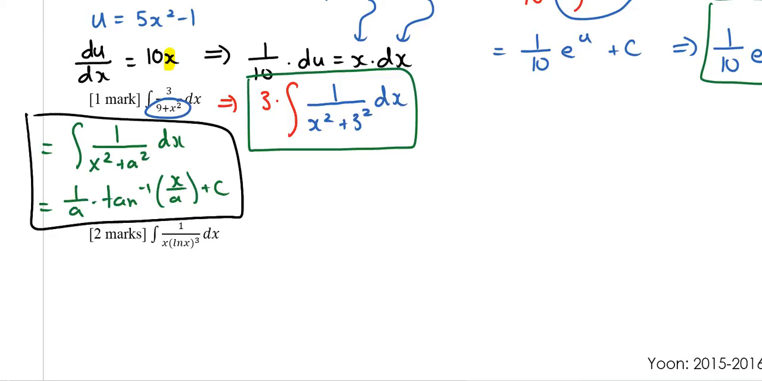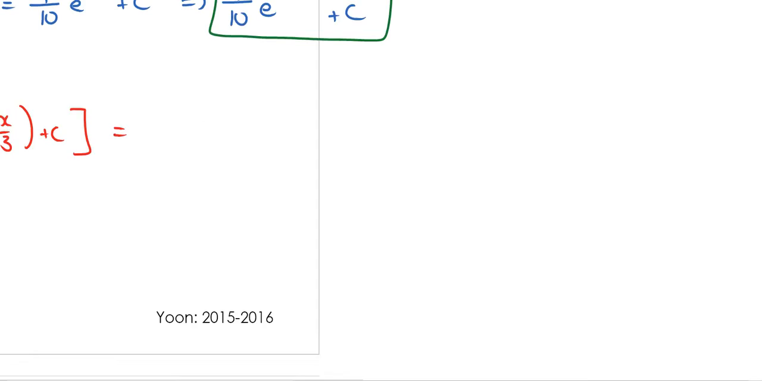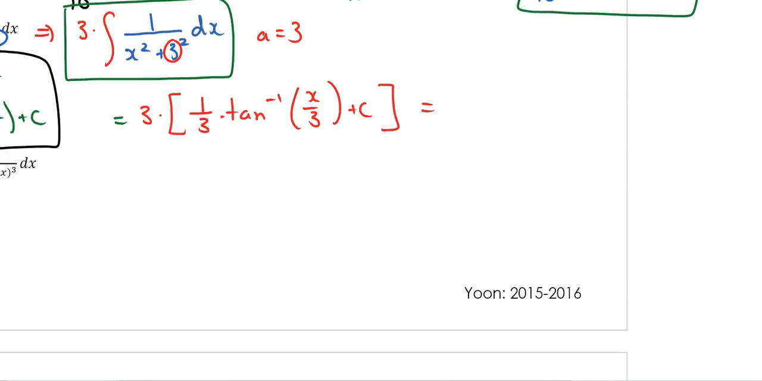If I finish this off, the value of a here is going to be 3, so this will be 1 over 3 times tan inverse of x over 3 plus c. We can also simplify the 3's there, and I should get tan inverse of x over 3 plus c over there. Okay, so that's my final answer for that problem.